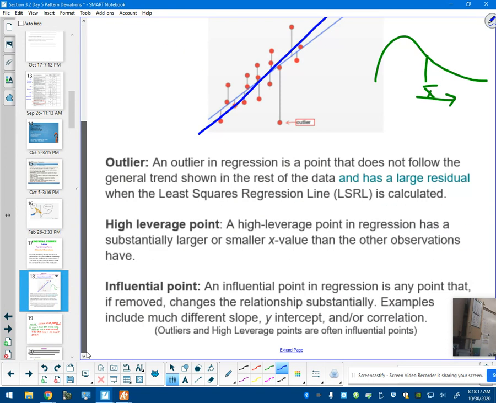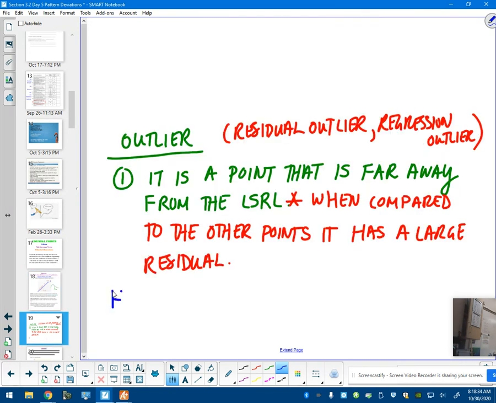So that's what a high leverage point is. And this shows you a high leverage point in a regression has a substantially larger or smaller X value. It doesn't have a big residual stick. In fact, usually that line is attracted like a magnet to it. So that's what we're going to put down for high leverage.